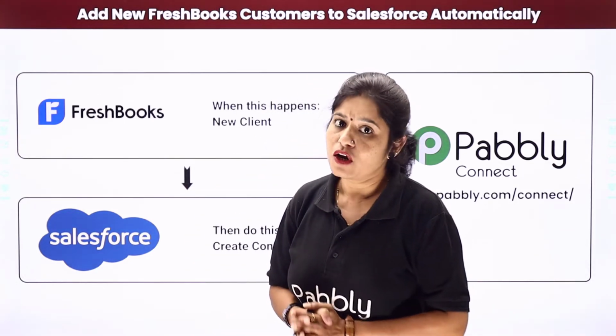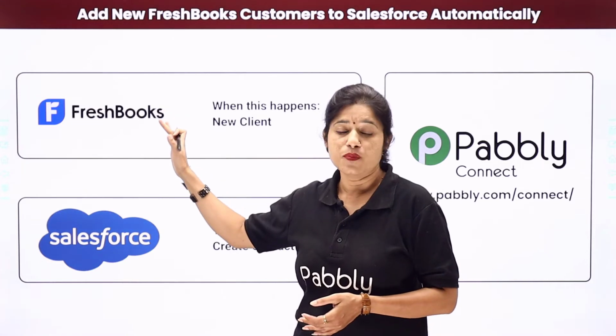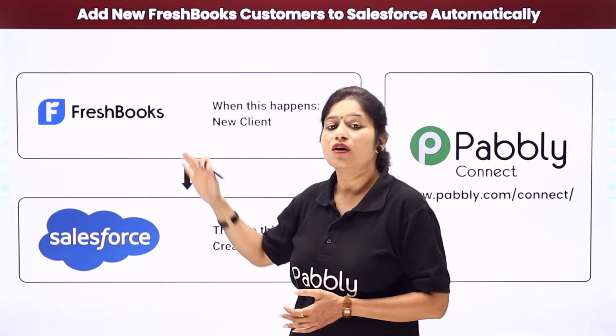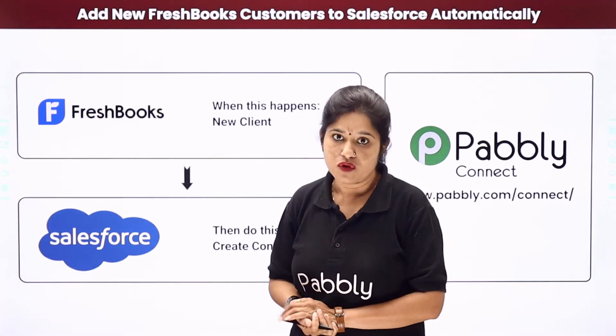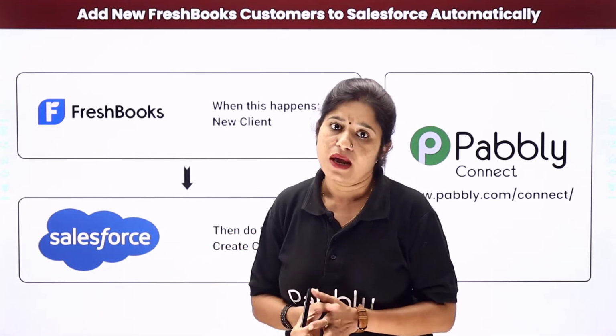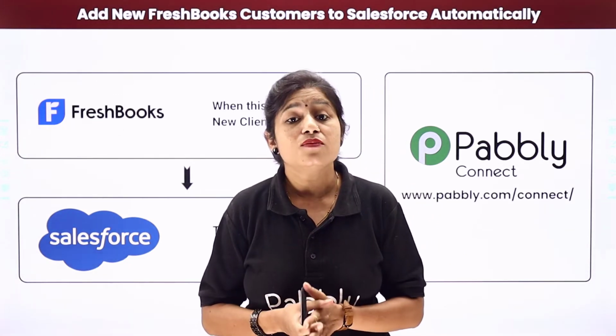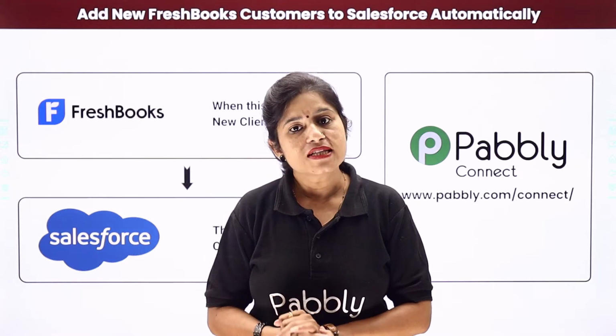So here in this particular automation, we are using two software applications. The first one is FreshBooks. Instead of FreshBooks, we can also use QuickBooks, Zoho Books, Wave, or any other accounting software also. And in place of Salesforce, you can use any other CRM software application like Insightly CRM, Zoho CRM, or any other CRM software application. So how can you set up this automation?